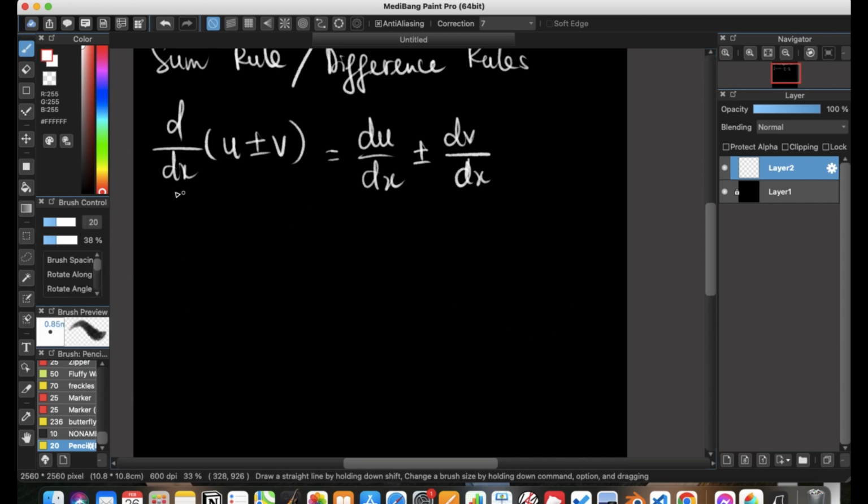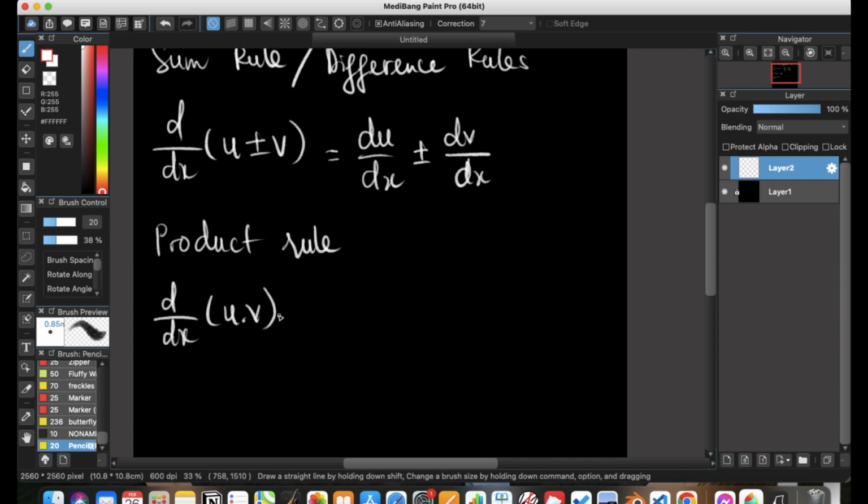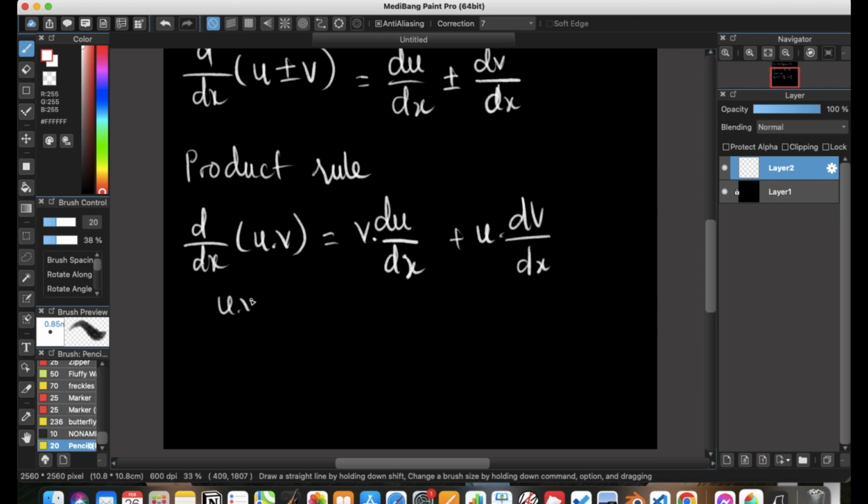Okay, and we also have the product rule, which basically states the derivative of a function u multiplied by the function v is equal to v multiplied with the derivative of function u, plus u multiplied with the derivative of v. We can also rewrite it in this form for short.